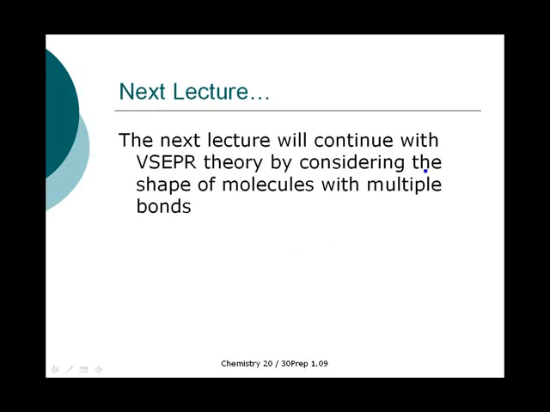So in our next lecture, we're going to do some more VSEPR theory, but we're going to look at VSEPR theory when molecules have multiple bonds. So for example, something like carbon dioxide, when we draw the structural diagram, we know that the carbon and oxygens are double bonded. So how does this affect the shape of the molecule?